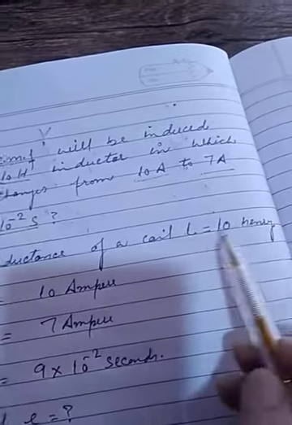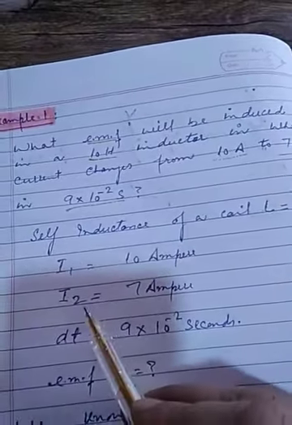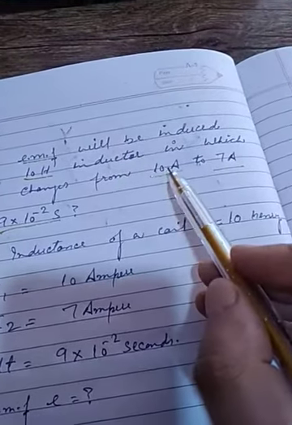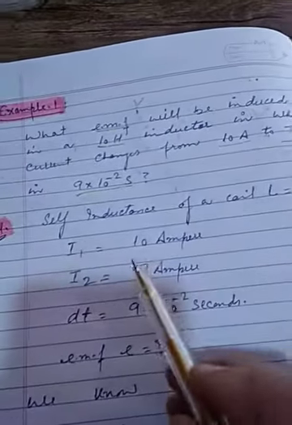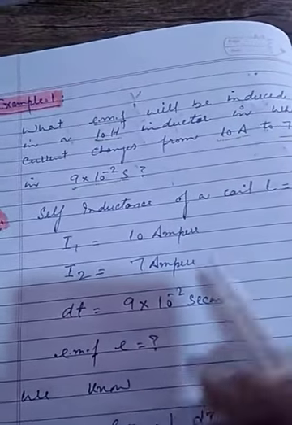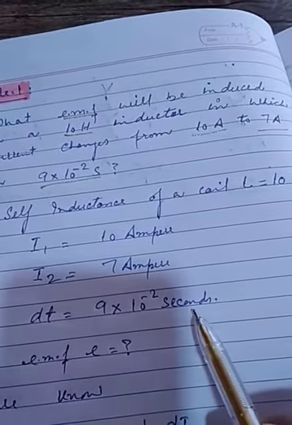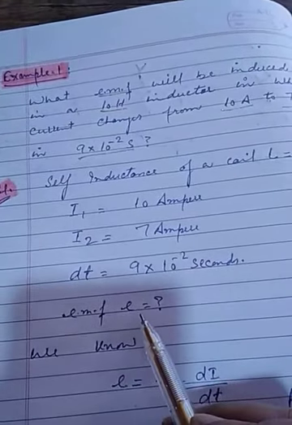So L is given as 10 Henry, I1 is 10 ampere and I2 is 7 ampere, because the current is changing from 10 to 7. The time during which the current changes is given as 9 into 10 to the power minus 2 seconds. The EMF we have to calculate.